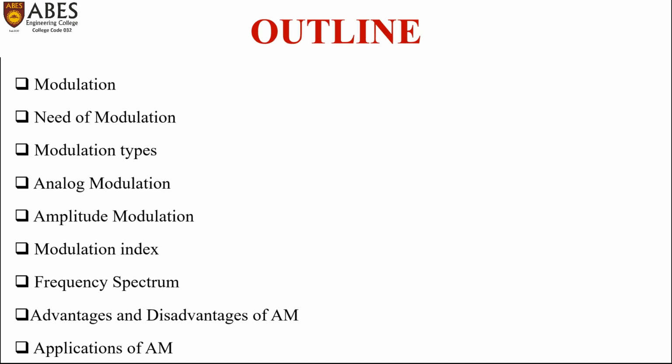So moving ahead, these are the contents that include modulation, need of modulation, modulation types, analog modulation, amplitude modulation, modulation index, frequency spectrum, advantages and disadvantages of AM, and applications of AM.